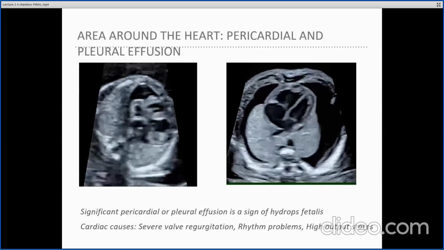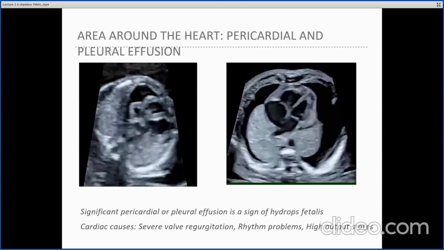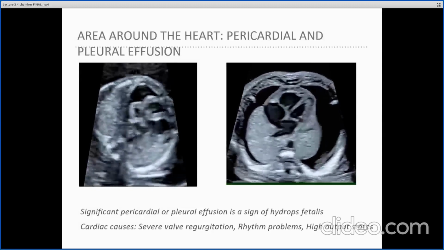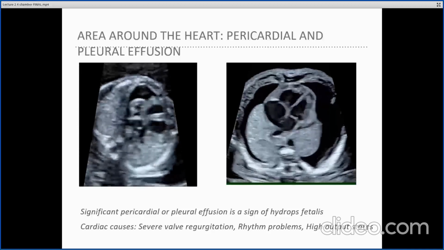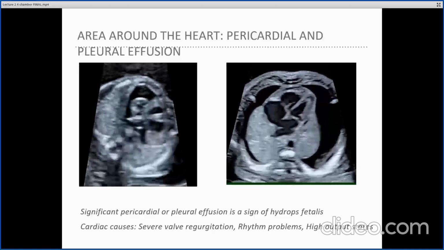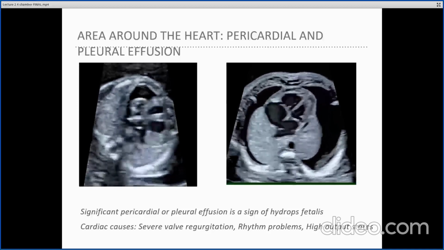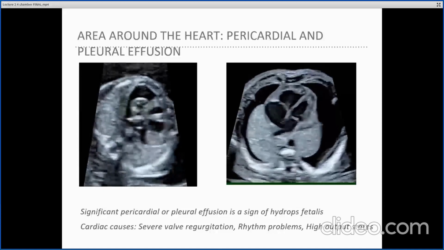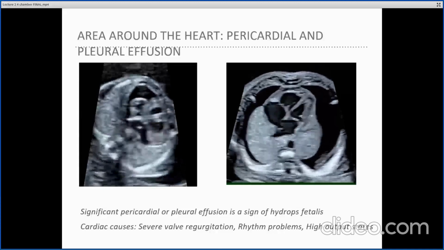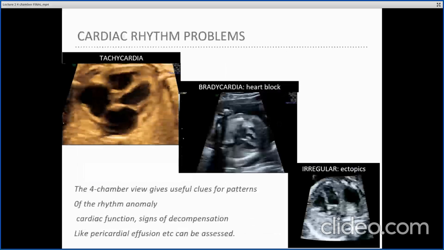Some of the cardiac causes of these include severe valve regurgitation, rhythm problems, both tachycardia and bradycardia, high output heart failure, which can occur in anemia, or teratoma, or certain systemic arteriovenous fistulas. But whenever there is hydrops fetalis, we should look for causes outside the heart as well.